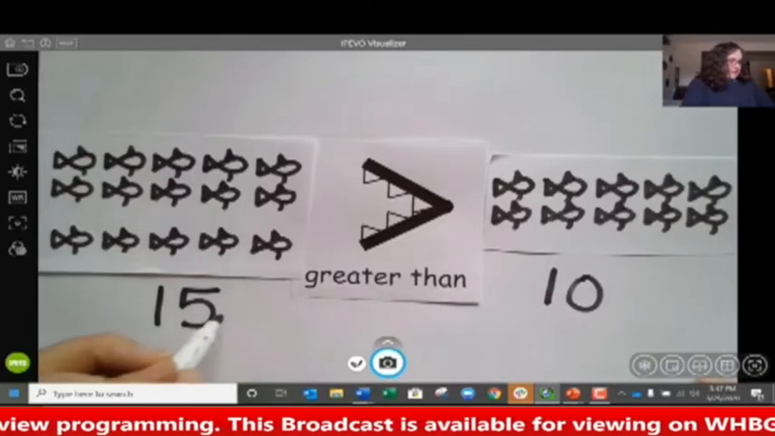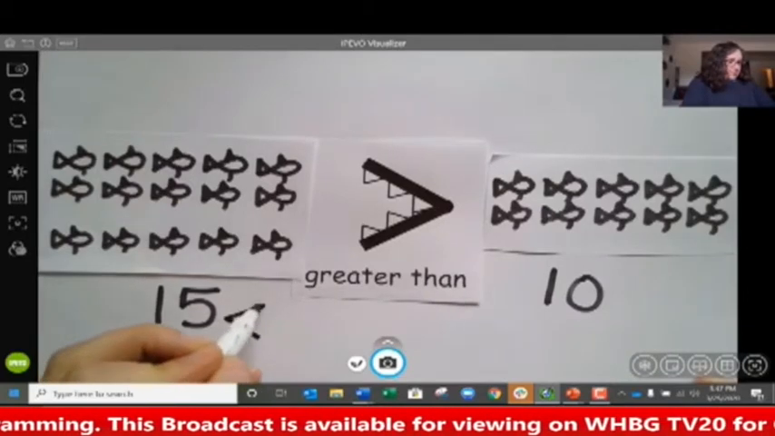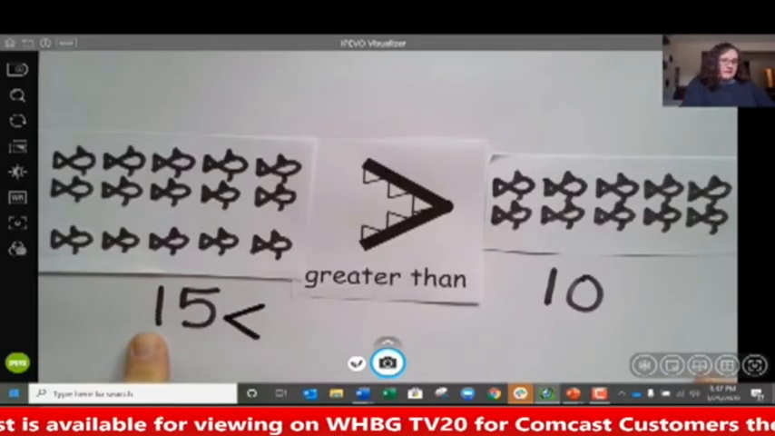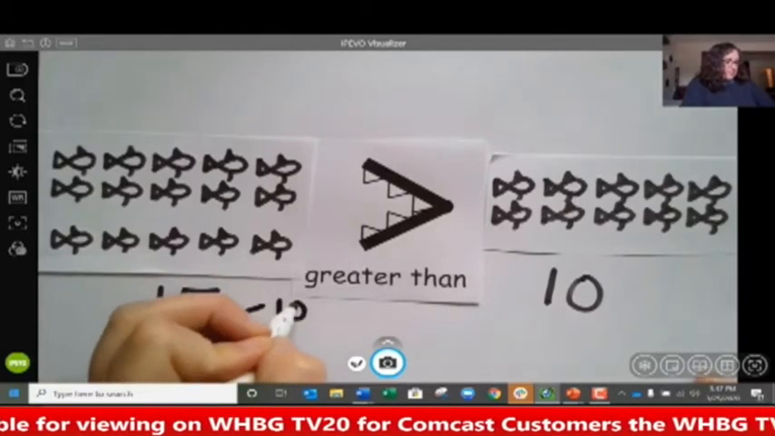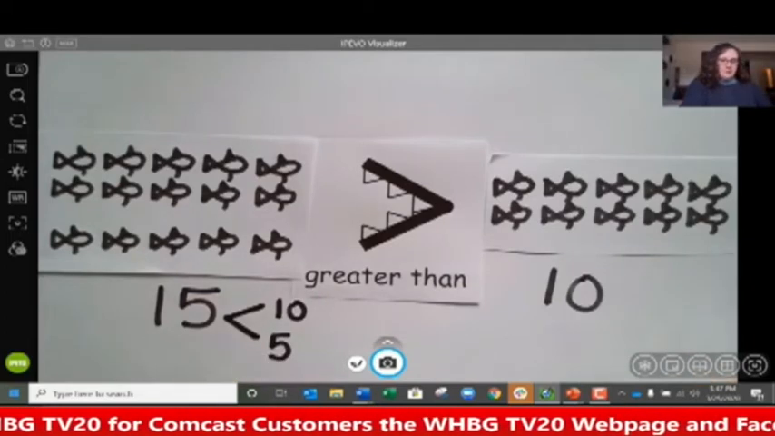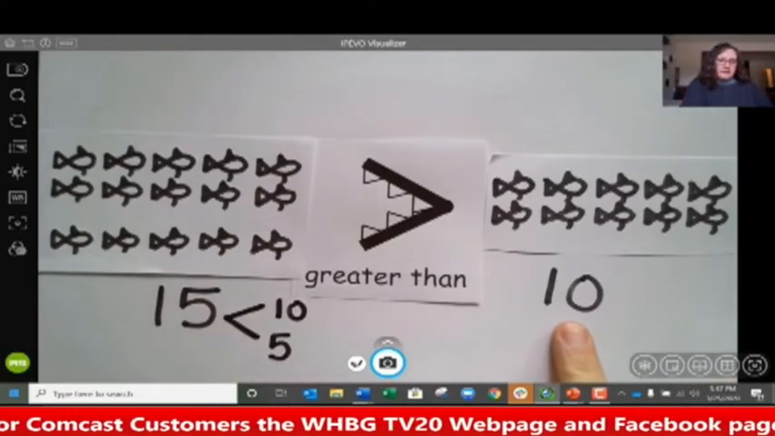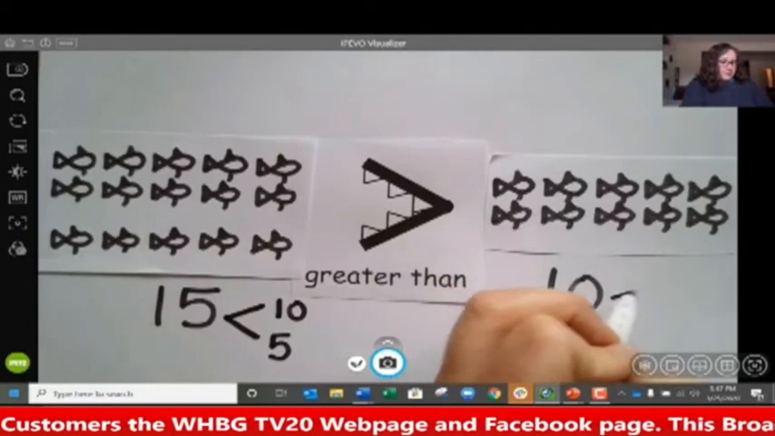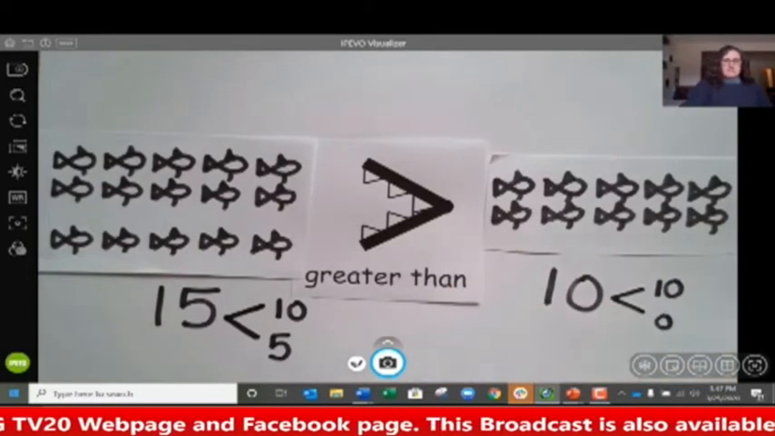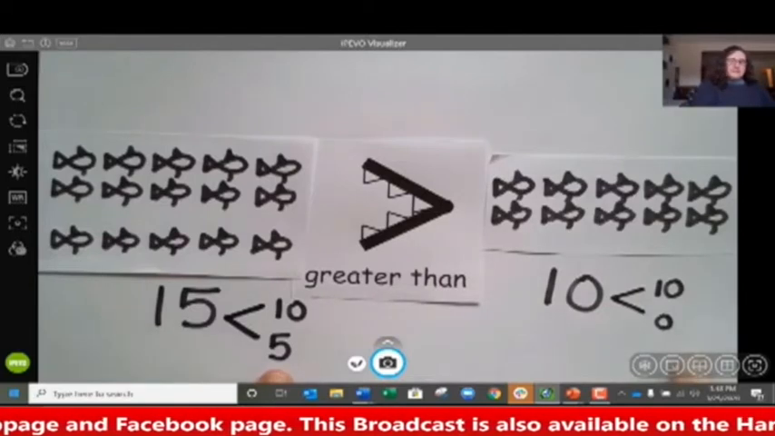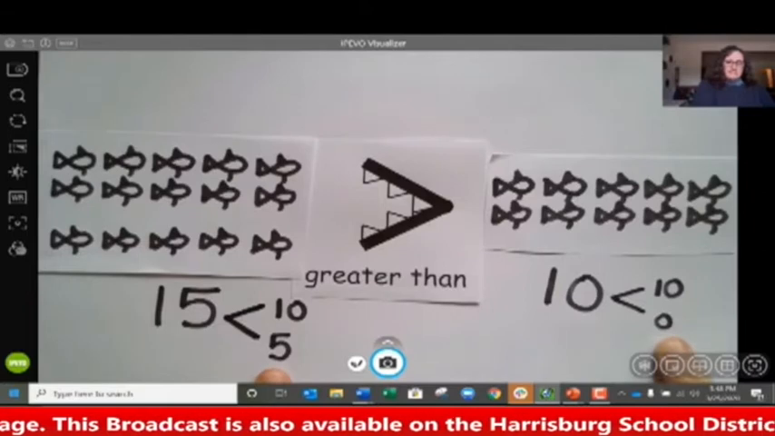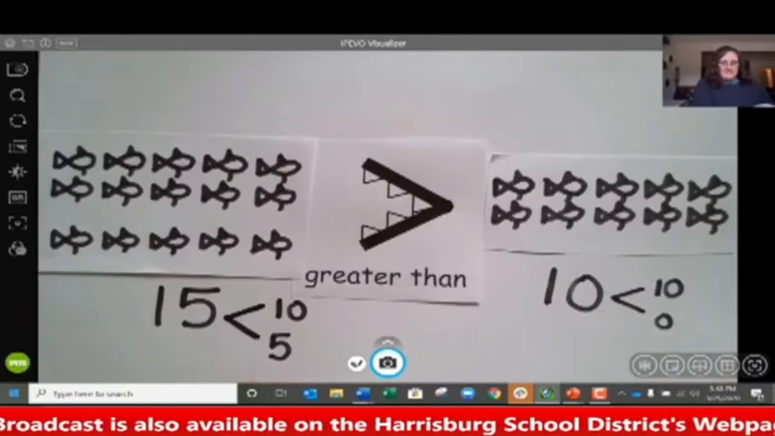I know that 15 is greater than 10 because when I think of the 2 parts that make up 15, I know that 15 has 1 ten and 5 ones. When I think of the parts for 10, there's 1 ten and 0 ones. So 15 has 5 more ones than 10 does. It is greater than 10.